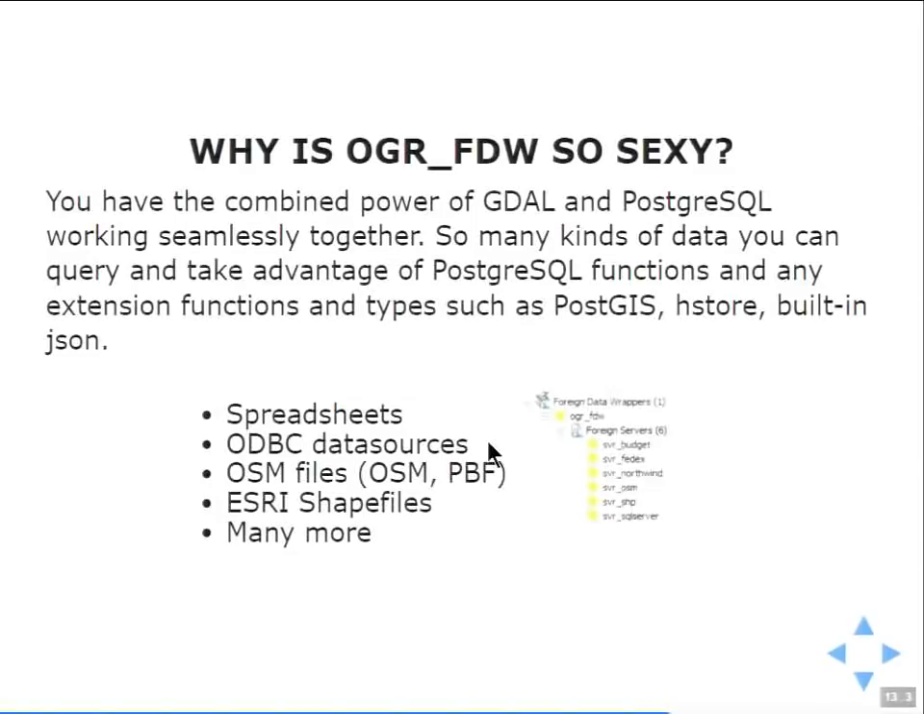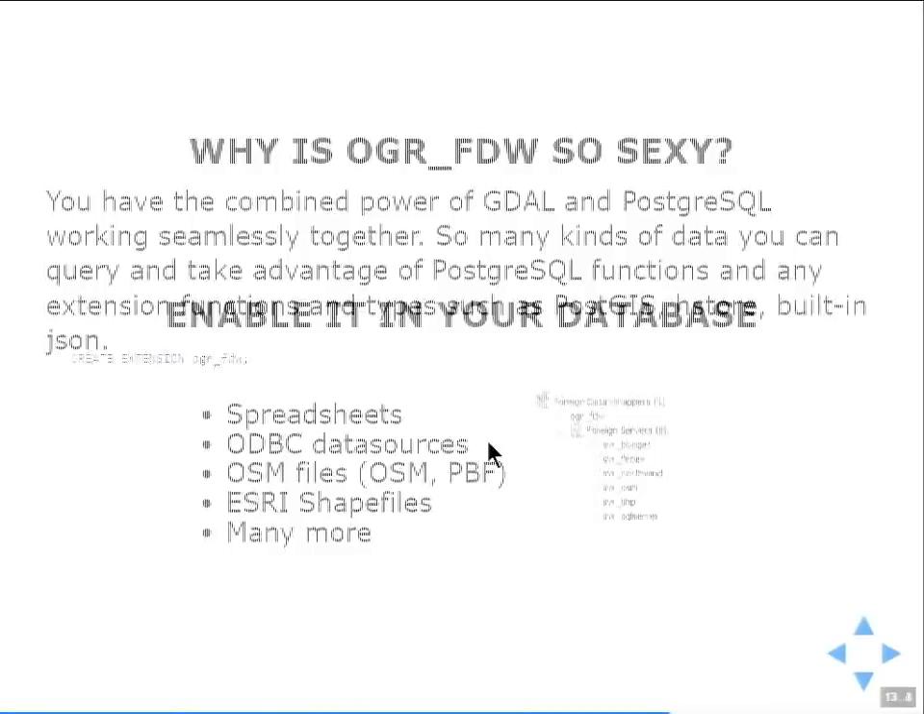So what's really cool about this is that this foreign data wrapper can touch so many data pieces. You can use it to query spreadsheets. You can use it to query ODBC data sources like SQL Server, Oracle, DB2. You can use it to query OpenStreetMap files, Esri shape files, CSV files, and with 9.5, it's really slick.